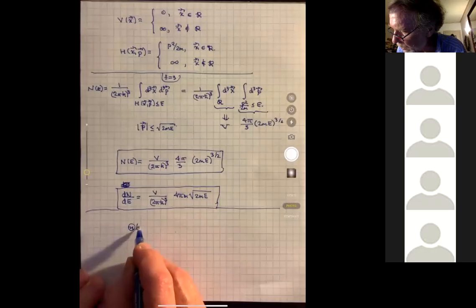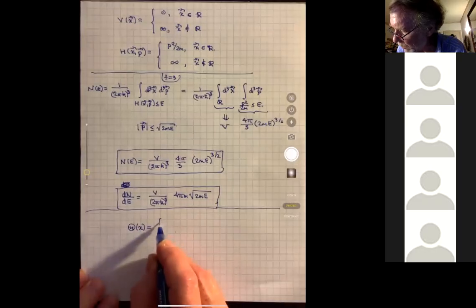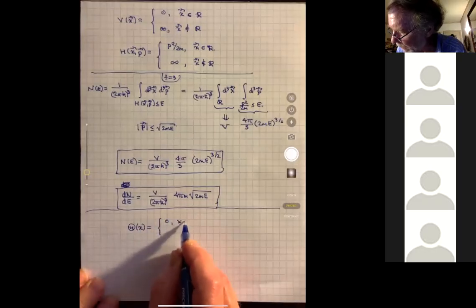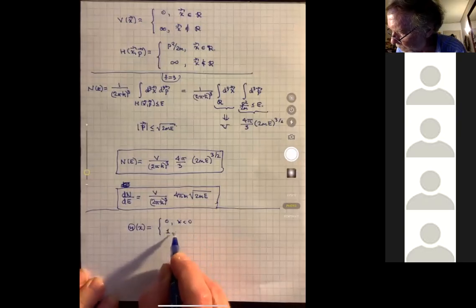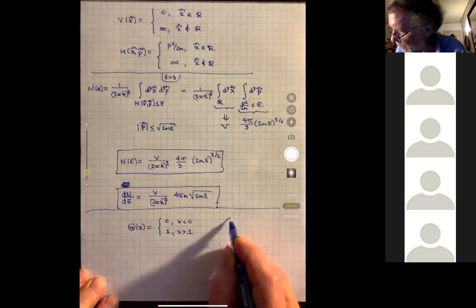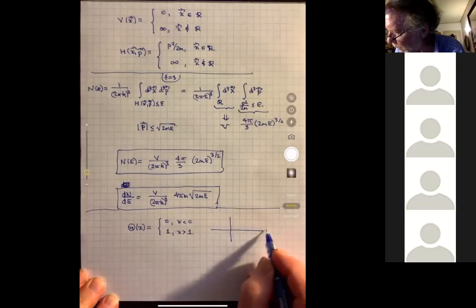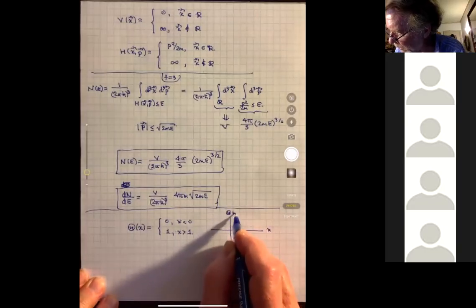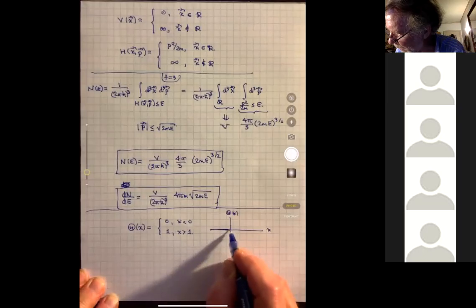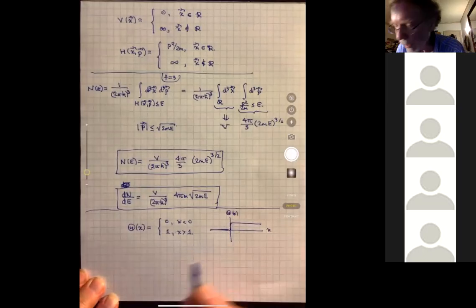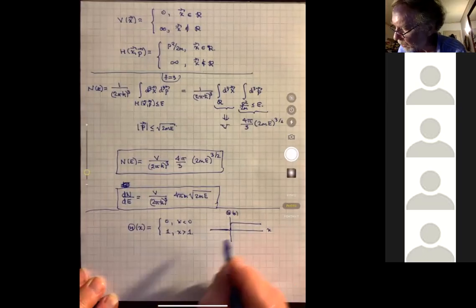The Heaviside step function is a function theta of x, which is given by 0 if x is negative, and it's given by 1 if x is positive. It's kind of a standard function, and if you plot it as a function of x, theta of x is 0 on the negative axis. It hops up to 1 at x equals 0, and then it's a straight line going across like that. So it's a step function.